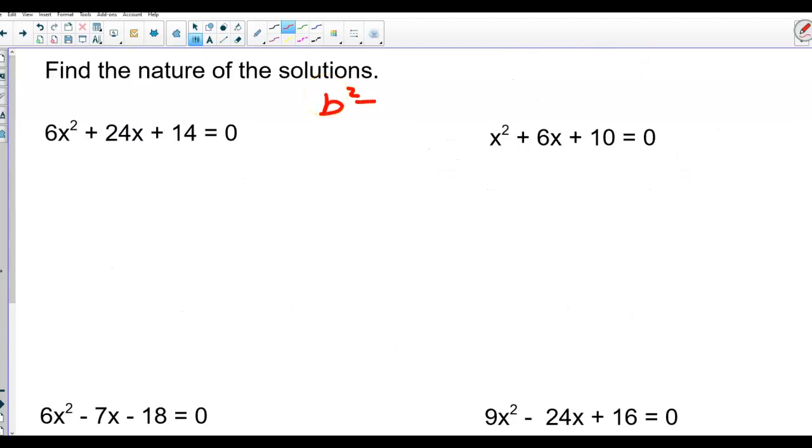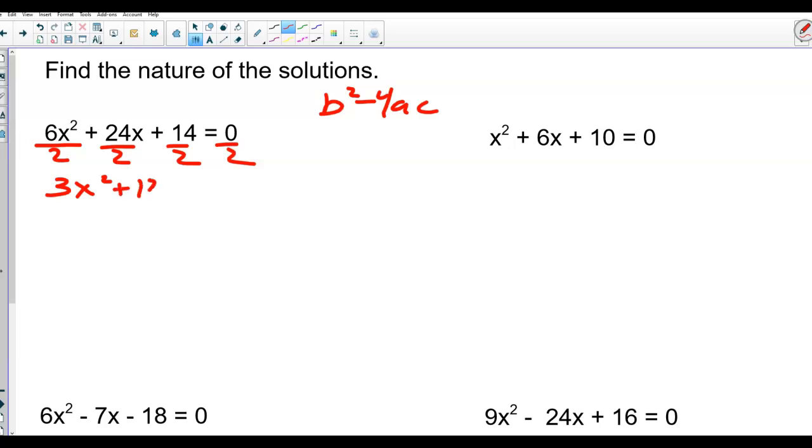We're simply using the b squared minus 4ac. If it's greater than 0 and a perfect square, 2 rational solutions. Greater than 0 and not a perfect square, 2 real solutions. Equal to 0 is 1 double root. Less than 0 is 2 complex solutions. If you can take a GCF out, do so.